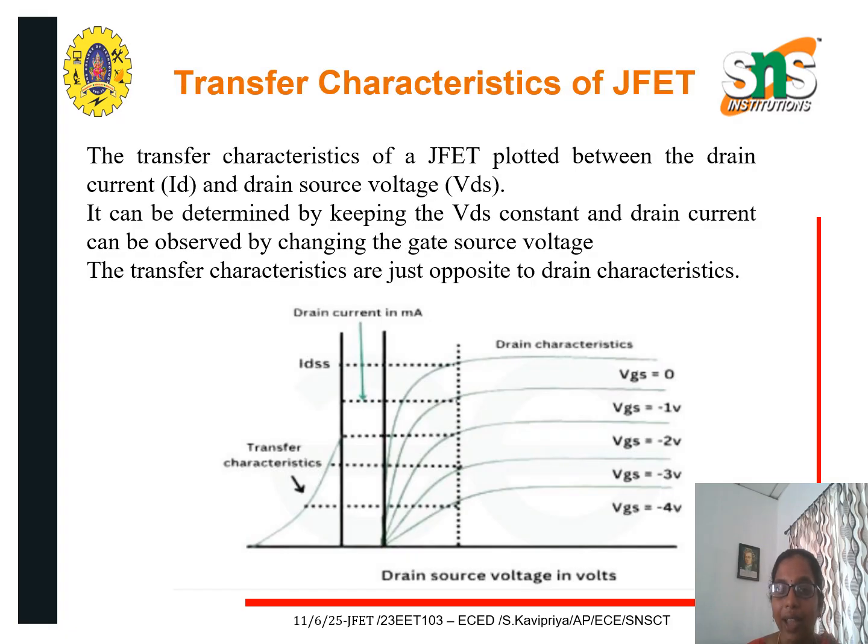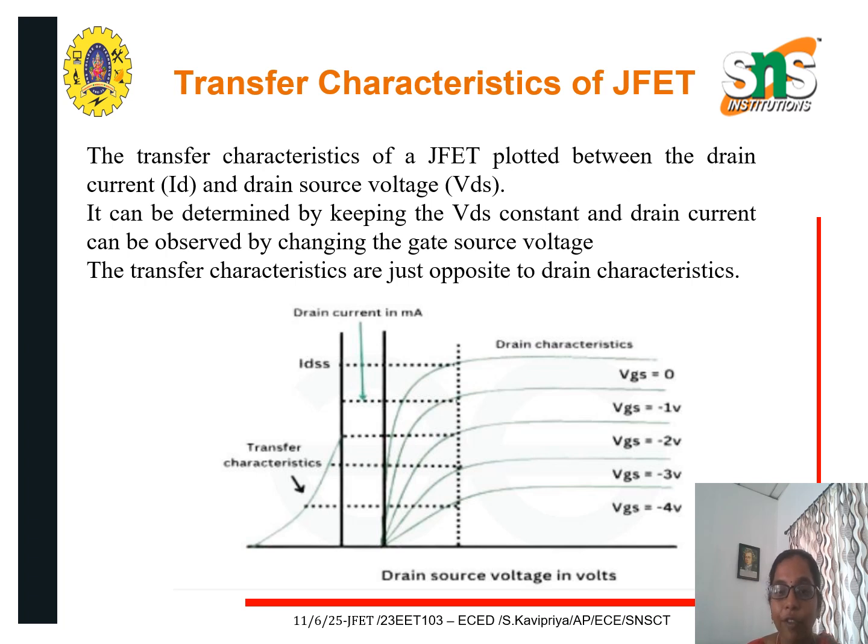And this is the transfer characteristics. Transfer characteristics is a graph drawn between the gate source voltage VGS and the ID, keeping the drain source voltage constant. The transfer characteristics is exactly opposite to that of the drain characteristics.